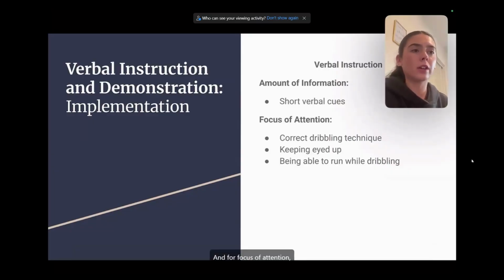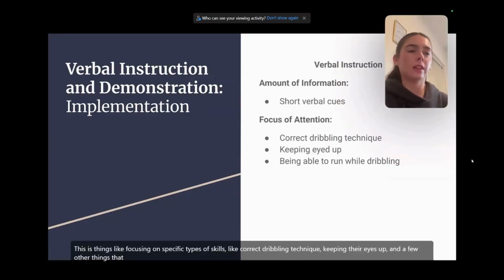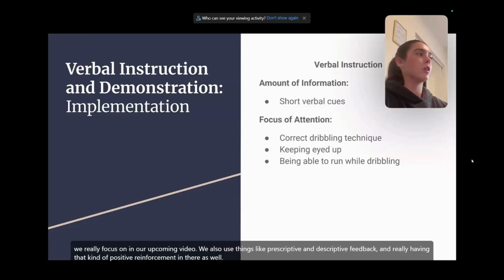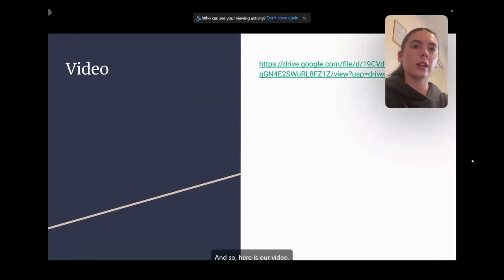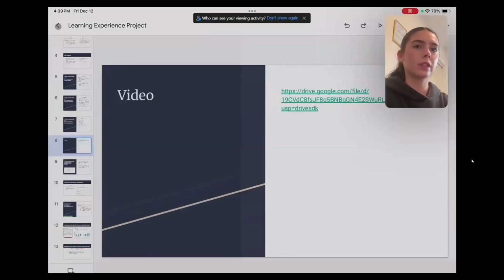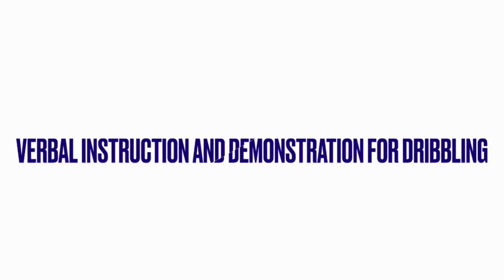And for focus of attention, this is things like focusing on specific types of skills, like correct dribbling technique, keeping your eyes up, and a few other things that we really focus on in our upcoming video. We also use things like prescriptive and descriptive feedback, and really having that kind of positive reinforcement in there as well. And so here is our video. Here is our video for verbal instruction and demonstration for dribbling.